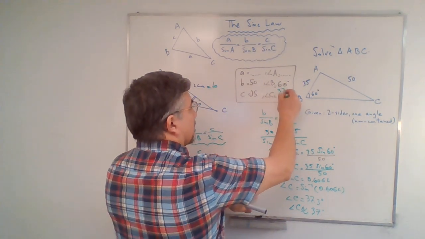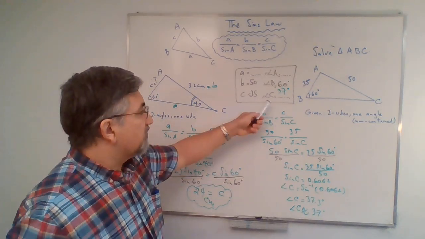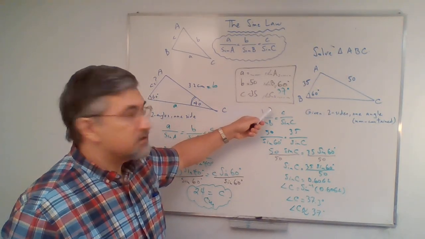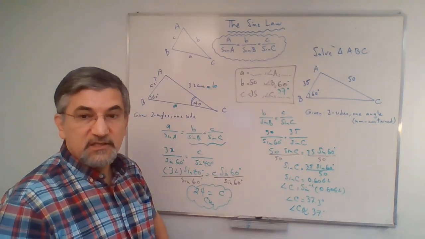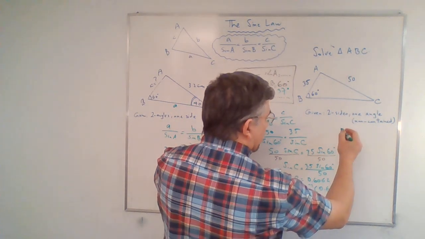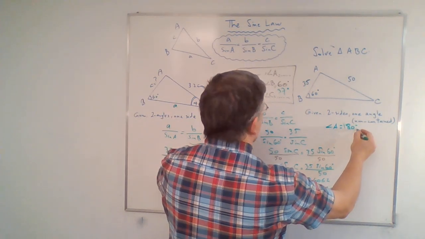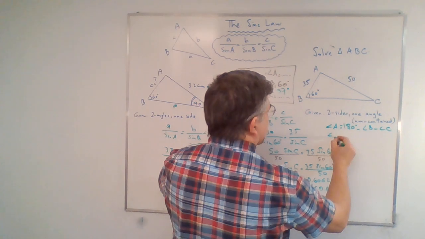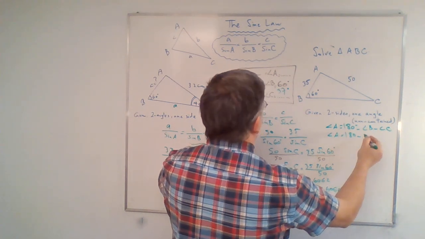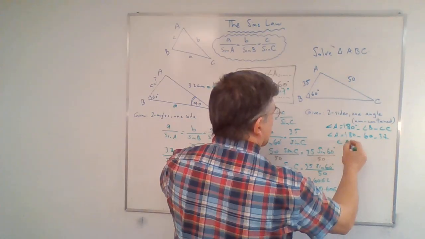So now I'm going to include it in my chart. So now I have angle C. I found it, it's 37. Angle B was given from before, and now I can find angle A easily. So I go angle A equals 180, take away angle B, take away angle C. So that is 60 and 37.